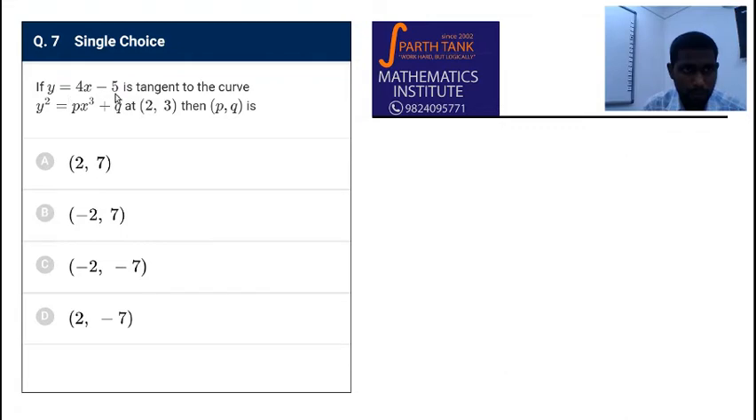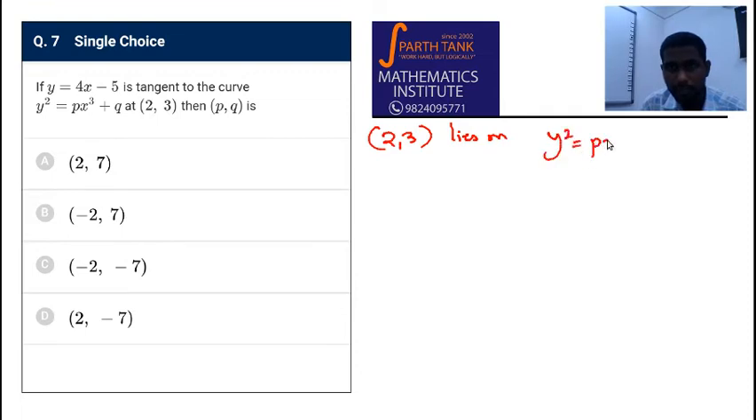y is equal to 4x minus 5 is a tangent to the curve y square is equal to px cube plus q at 2, 3. Then the values of p and q are. Now to find two unknowns, we need two equations. So the one equation is that this point 2, 3 lies on this curve, right? That is, 2, 3 lies on y square is px cube plus q. Substituting here, you get 8p plus q is 3 squared, 9. Let us call this equation 1.